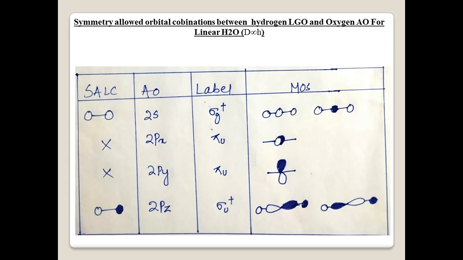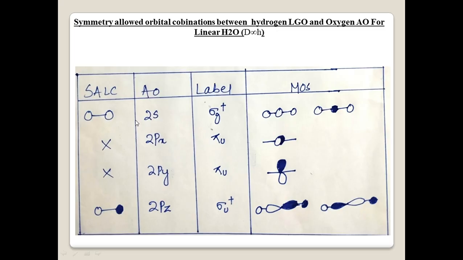Now come to the second one. We'll discuss the linear water, that is D infinity h, right? So for D infinity h, the symmetry adapted linear combination. See, for a linear structure, we have to draw it like this. And here, see, for 2s the label will be sigma g plus. For 2px it will be pi u. For 2py it will be pi u. For 2pz it will be sigma u plus, right?